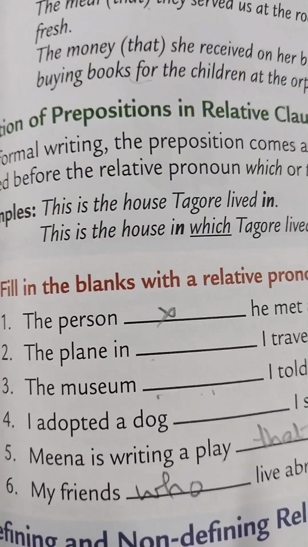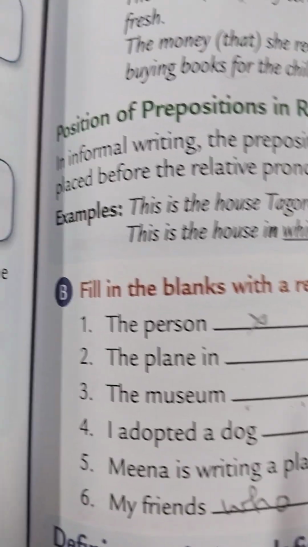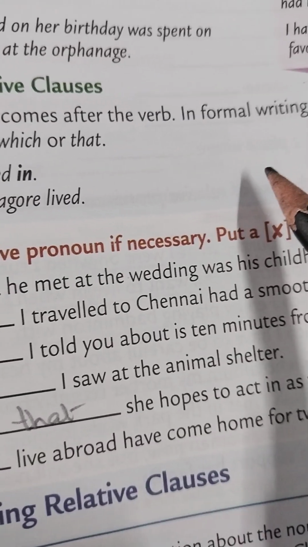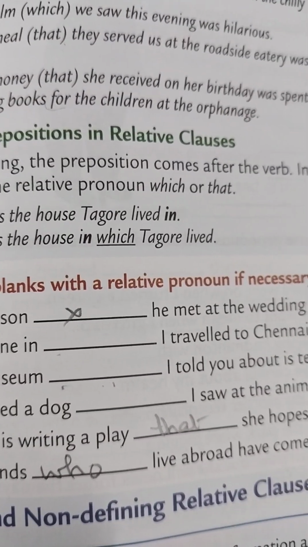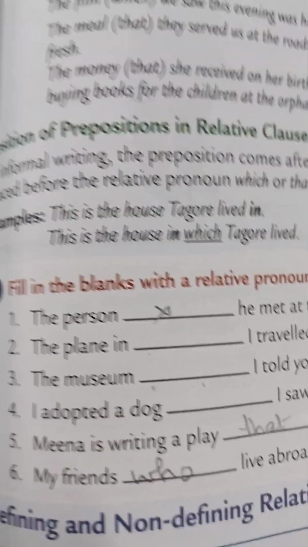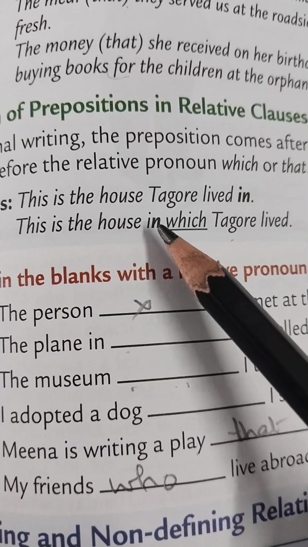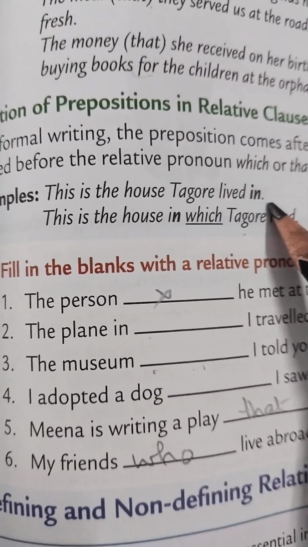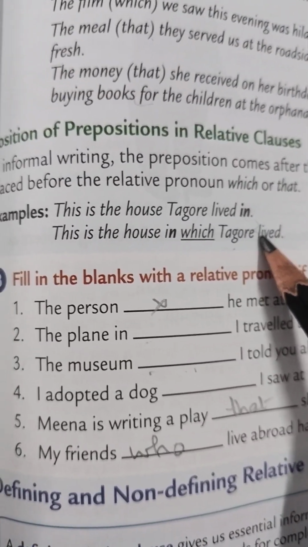Now, position of prepositions in relative clauses. In informal writing, children, the preposition comes after the verb, and in formal writing the preposition is placed before the relative pronoun, which or that. Let us understand this with the help of a few examples. This is the house Tagore lived in. Now in this we have placed the preposition in after the verb.